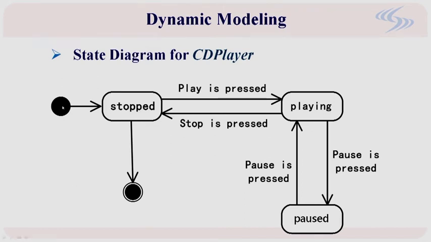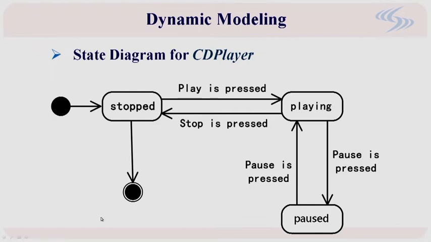This is the start. Okay. So the initial state of the CD player is stopped, and once the button of play is pressed, its state will change into playing, right? If the stop button is pressed, the state will change from playing to stopped again. If the CD player is playing and the pause button is pressed, its state will be changed to paused.